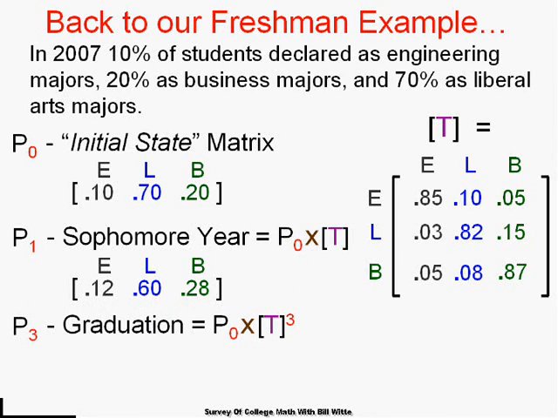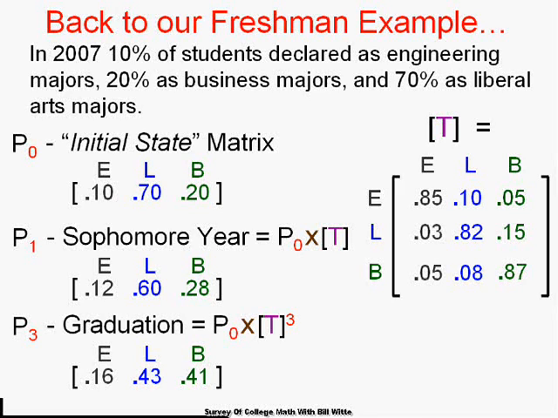By graduation time, I hope you appreciate, we've had three transitions. You say we had 4 years, but really, the transition from the first year to the second, that's one. From the second to the third, that's two. And from the third to the fourth. So we really only had 3 transitions by graduation, and we can predict where everyone will be in majors using the initial state matrix and the transition matrix 3 times.